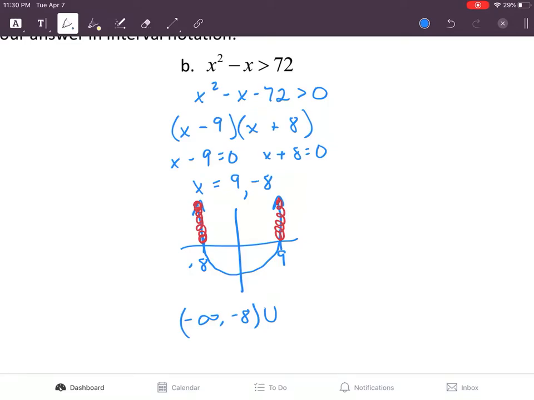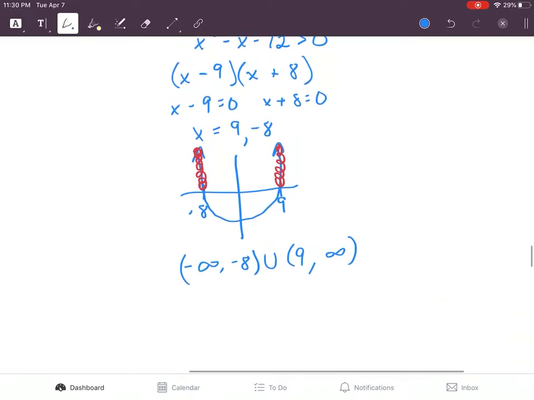Between -8 and 9, it's not greater than 0. But starting at 9 with a parenthesis, it is greater than 0, and it goes all the way up till you get to infinity. And there's your answer for part B.